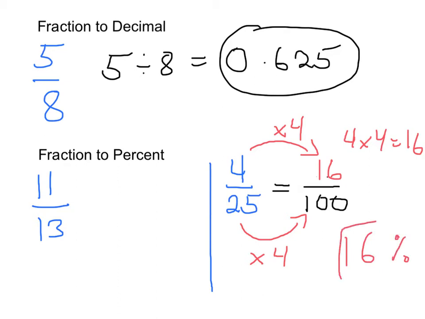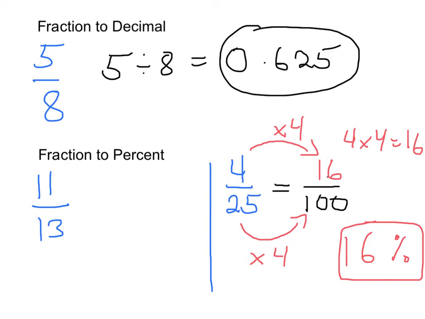Right? So this works really nicely if, and only if, the denominator here is easily multiplied to 100. So if it's 2, 10, 25, 50, 20 even, depending on how well you know your times tables. If you can easily multiply to 100, you can do it this way. It's really fast.